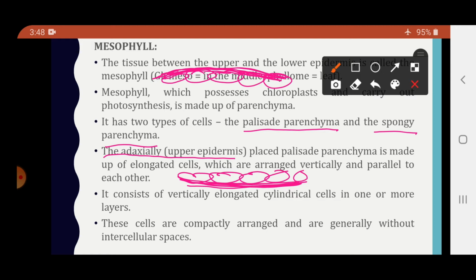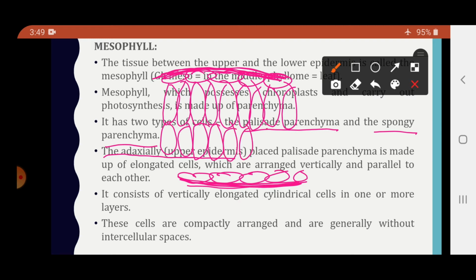Now, towards the upper epidermis, which type of mesophyll tissue occurs? It is made up of the palisade type of parenchyma, and this palisade parenchyma is made up of elongated cells, and these elongated cells are arranged in one or two layers.